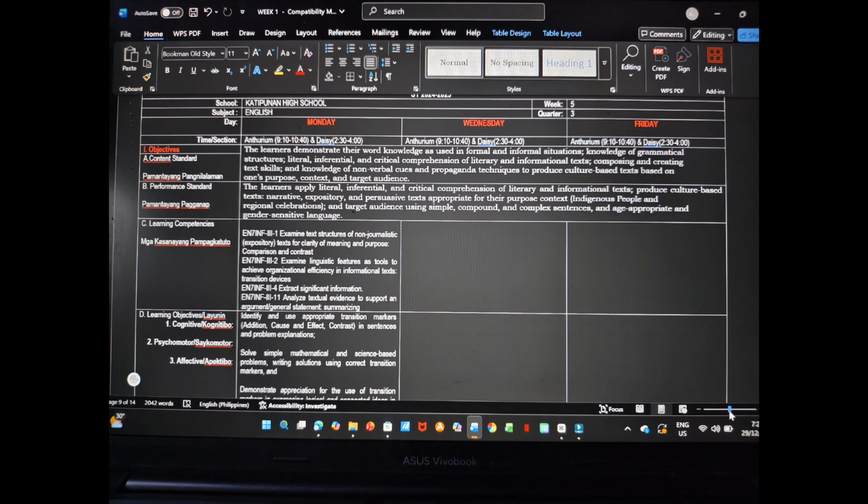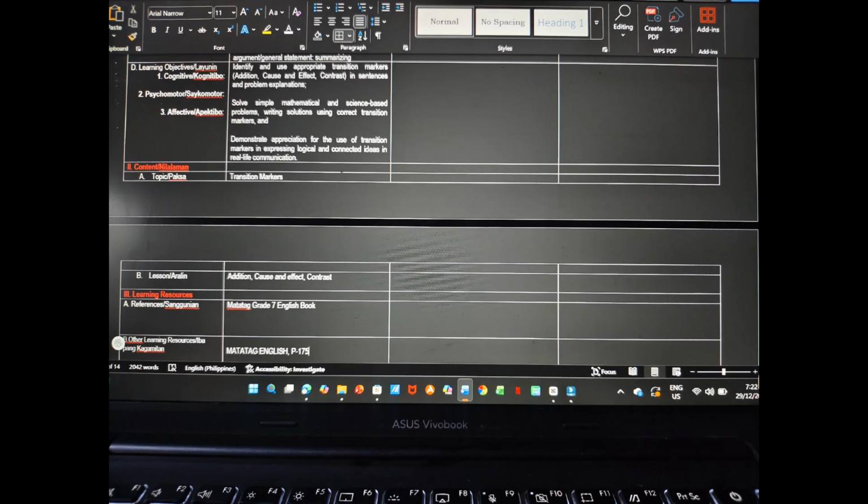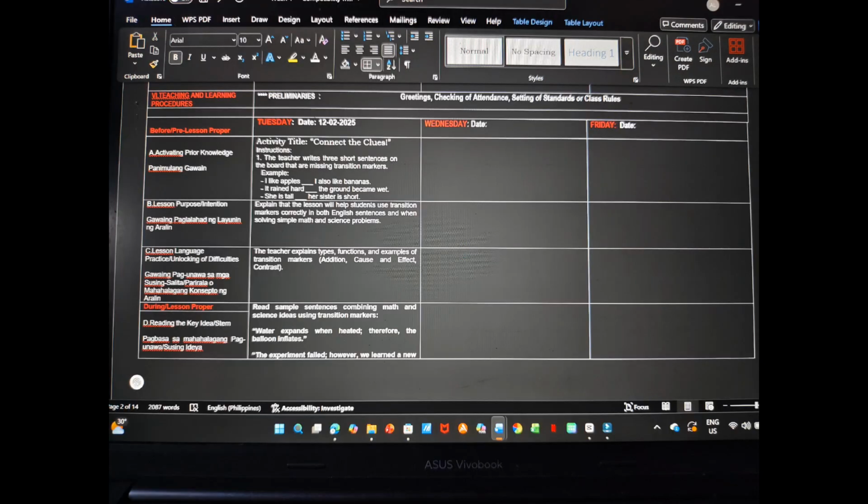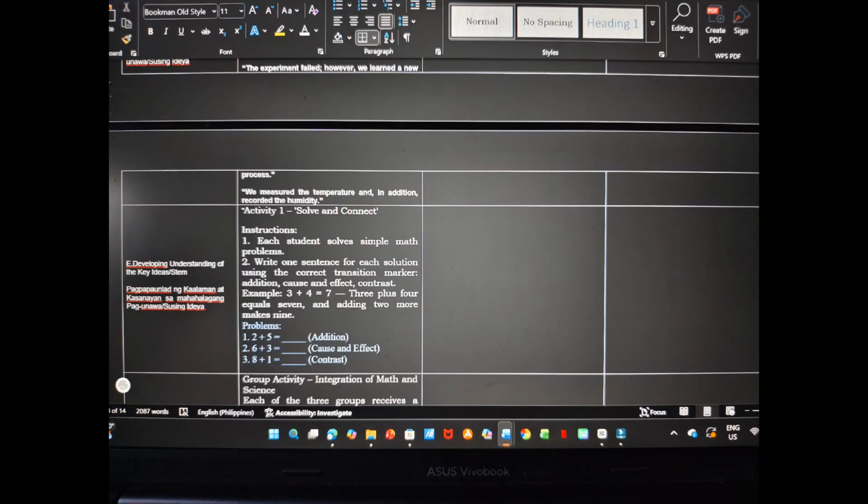The lesson employs the lexical approach, which emphasizes learning language through meaningful chunks and patterns rather than isolated grammatical structures. During the lesson, learners are exposed to contextualized examples that integrate concepts from mathematics and science. These examples enable learners to observe how transition markers, such as those expressing addition, cause and effect, and contrast, function in real-world contexts. The assessment focuses not only on recall of rules, but also on functional and communicative language use.